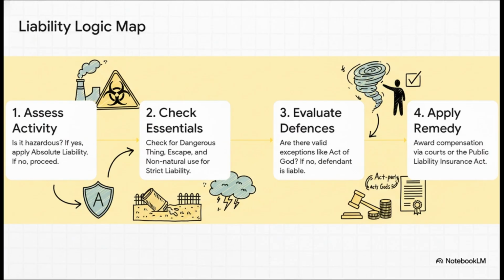Was there a dangerous thing? Did it escape? Was it a non-natural use of land? If you get yeses, then you check one last thing. Do any of the 5 old exceptions apply? If not, then liability is established, and it's time to award compensation.